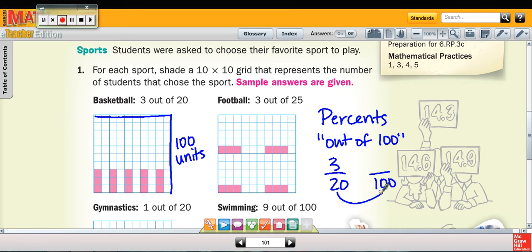Okay? So if we have 3 out of 20, if we get it out of 100, how do you get from 20 to 100? Times 5. So 3 times 5 would mean that we'd have 15. So you'll notice here they've shaded 15 pieces. They don't have to be these exact 15, but there should be 15 pieces shaded.